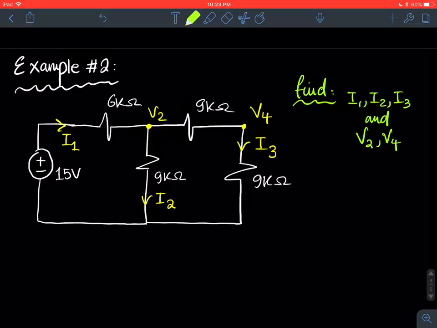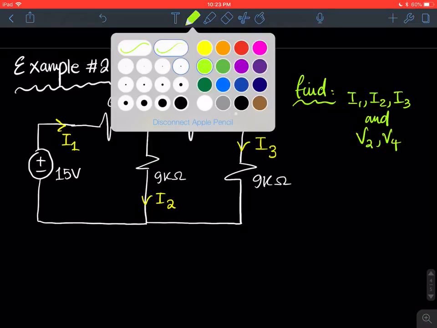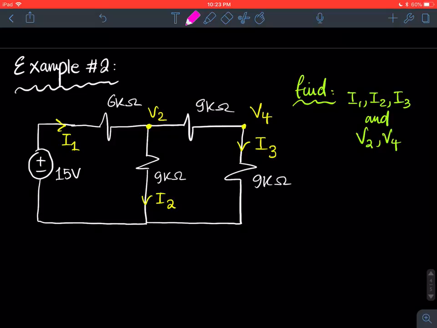So the first thing I want to do is label my sign convention for the resistors. I'm going to follow wherever the current goes, the direction that we did in previous videos. We're just going to stick to it. So here I'm going to label this plus minus, plus minus, plus minus, plus minus.